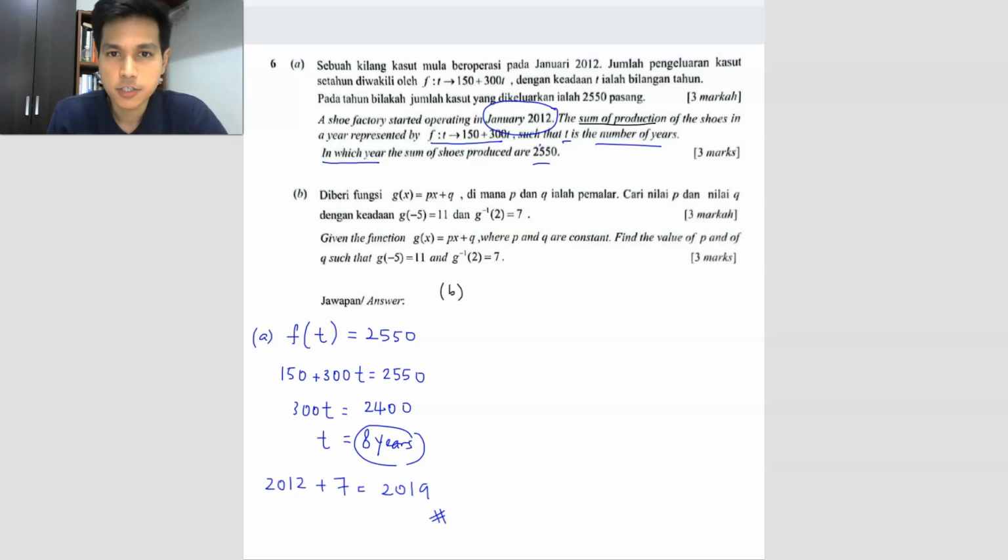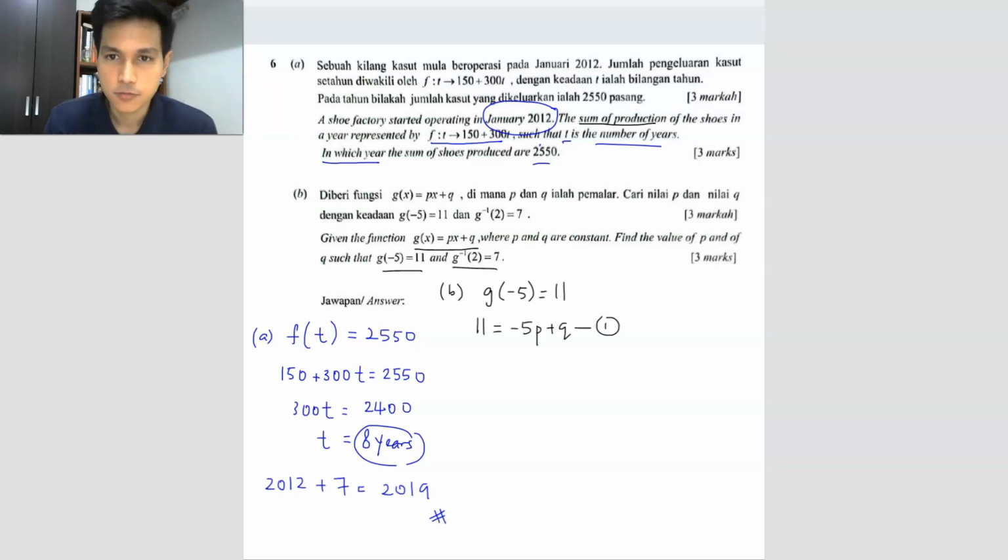Given the function g(x), they gave you the function in terms of p, x, and q, but p and q are constants. Find the values of p and q such that, so they gave you these two conditions. Whenever they give you this, and there are two unknowns, you know it's going to be simultaneous equations. The first condition they gave you is g(-5) equals 11. So just substitute your x value as negative 5. So 11 equals negative 5p plus q. So this is your first equation.